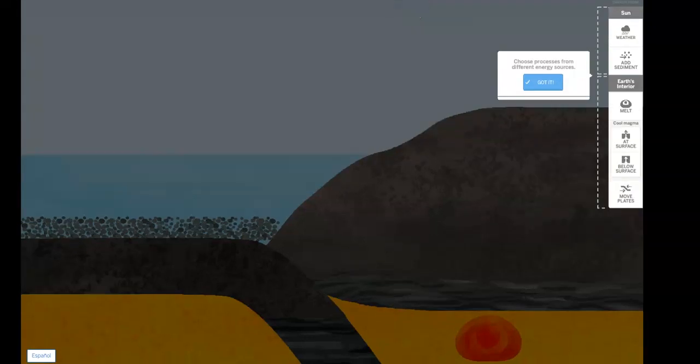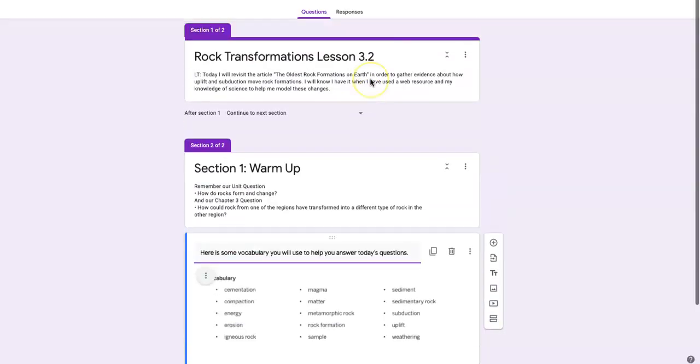Good morning, guys. So today we're going to be doing the following learning target. Today you're going to revisit the article, The Oldest Rock Formations on Earth, in order to gather evidence about how uplift and subduction move rock formations. You're going to know you have it when you can use a web resource and your knowledge of science to help you model these changes.